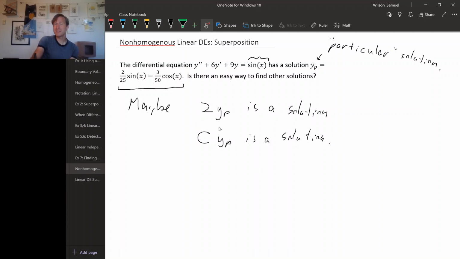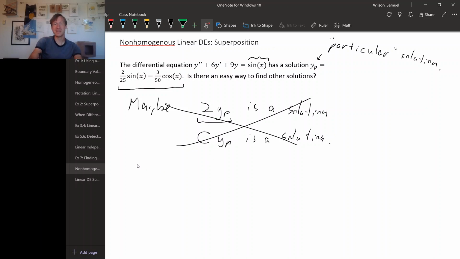Okay, well, you should pause this video and try it. So take 2 times this particular solution, plug it into the differential equation, and see if it works. Okay, so I hope you did actually try that. What you found is that it doesn't work. So unlike for homogeneous equations, for non-homogeneous equations, if you multiply a solution by a constant, other than 1, I guess, you don't get a solution to the differential equation. So right away we can see non-homogeneous equations are quite different than homogeneous equations.